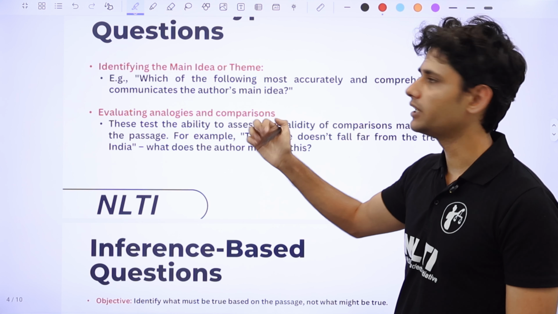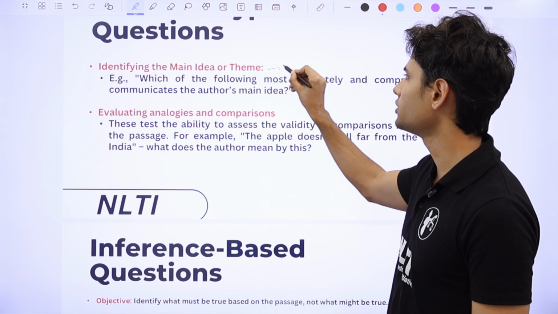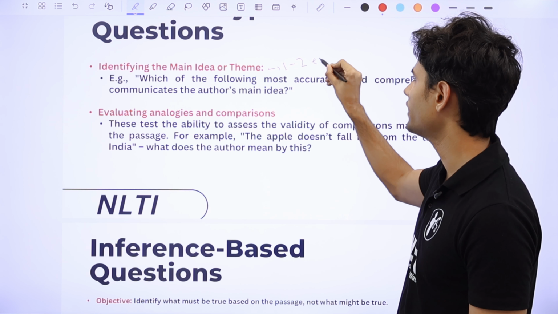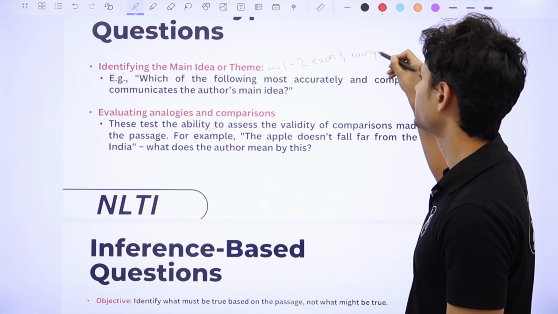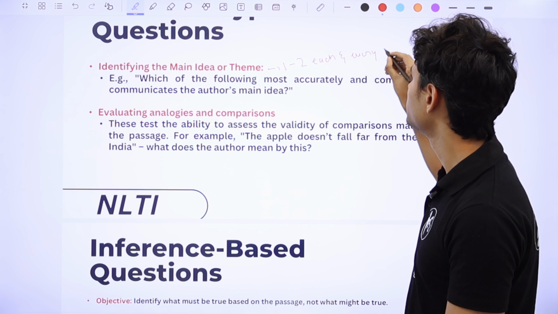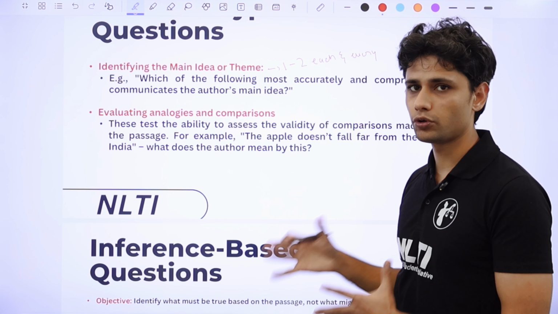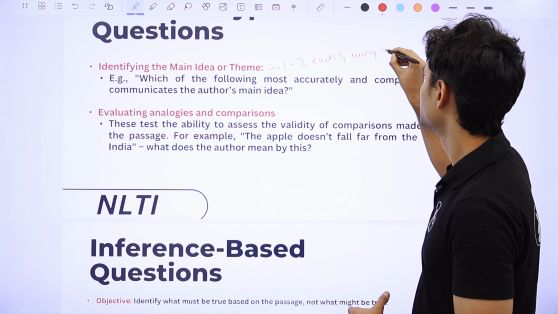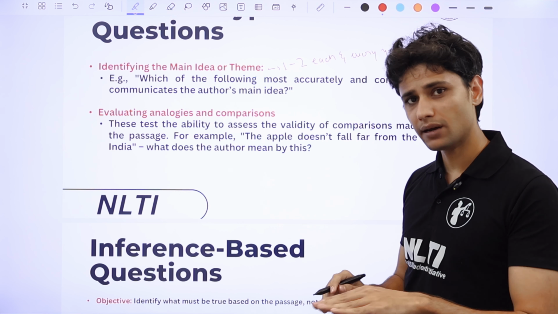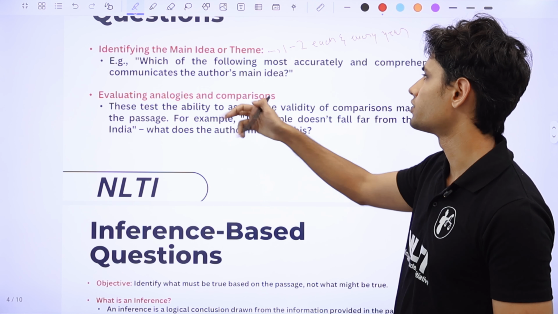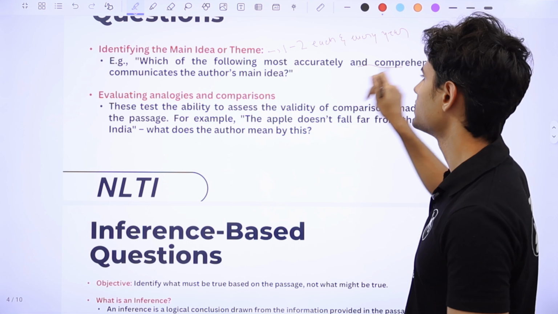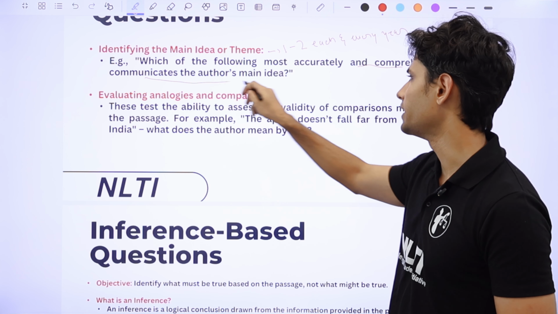Discussing the main idea or theme: these are staple questions, you will have about 1 to 2 each and every year. It's not a question which carries a lot of marks, as in there will not be too many of them, but you will expect at least 1 to 2 of them each and every year. It's a question which comes lesser in number, but it does come every year. So that's why these are the kind of questions you also expect. For example: which of the following accurately and comprehensively communicates the author's main idea?